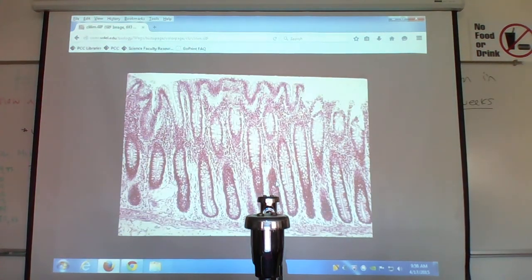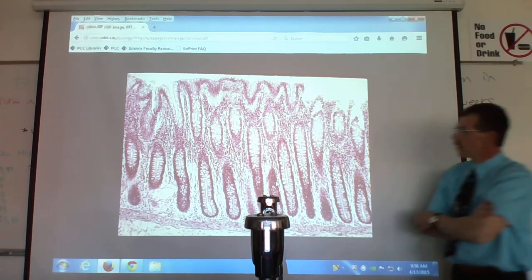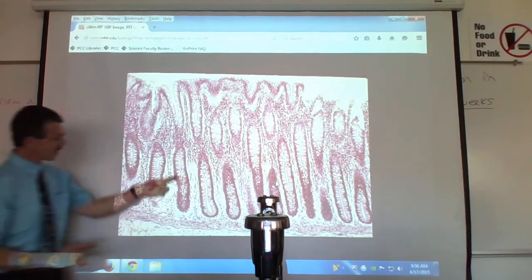Name it and play it. Large intestine. One little voice for large intestine. I see nods. Yes, large intestine, also known as colon. How'd you know? It's squished. Looks like fingers together, lots of goblet cells.